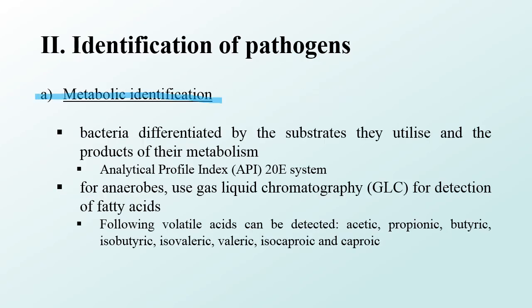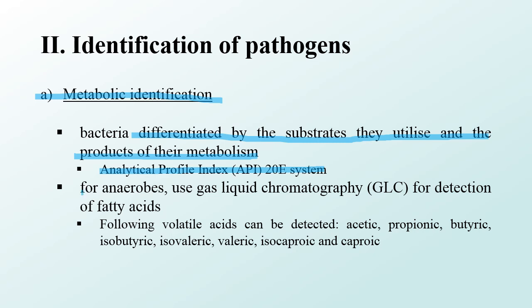Okay, the first one, the metabolic identification. Metabolic identification is used to differentiate the bacteria by the substrate they utilize and the product of the metabolism. Now we have a kit in the market which is known as the Analytical Profile Index API 20E system. This is a system that is able to classify the bacteria based on their biochemical tests, and this allows a fast identification of the pathogenic bacteria.